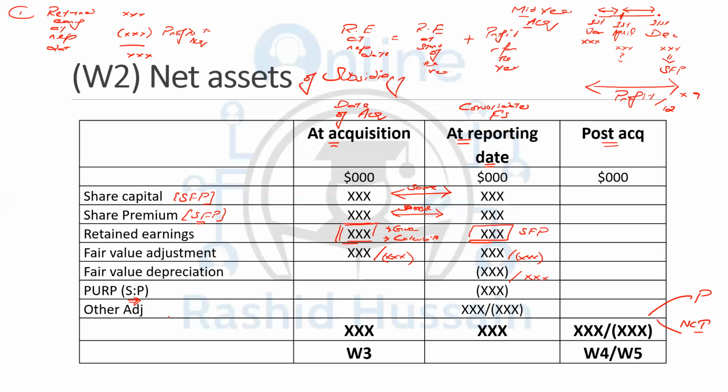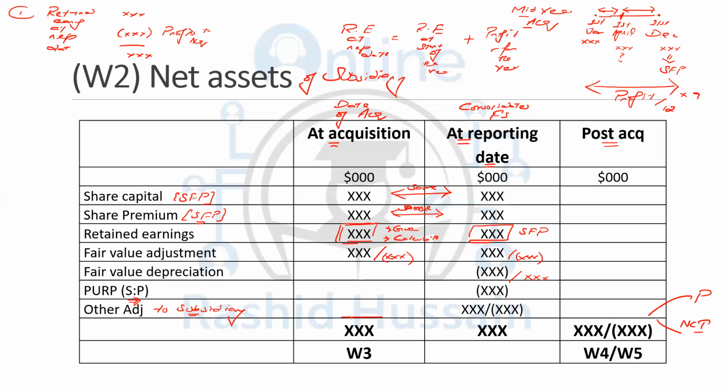Then we have the other adjustments related to subsidiary. For example, you need to write off something, like if the subsidiary is having any liability which does not exist anymore. Or if they're having any asset which is not worth anything now, so you need to add or deduct those things from the acquisition and the reporting date. So other adjustments belonging to the subsidiary.